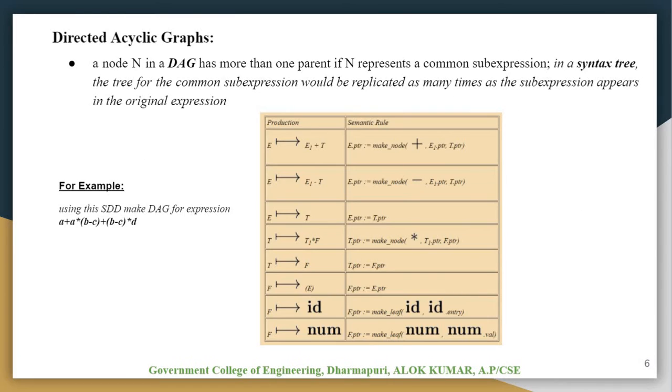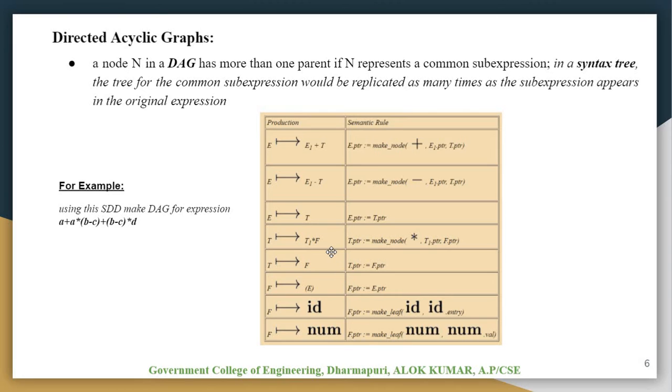Now we will see the directed acyclic graph. A node n, we can say root node, in a directed acyclic graph has more than one parent if n represents a common sub-expression. In a syntax tree, the tree for the common sub-expression would be replicated as many times as the sub-expression appears in the original expression. Suppose we have an expression like this: a plus a into b minus c plus b minus c into d. Suppose we have to construct the directed acyclic graph for this given SDD.